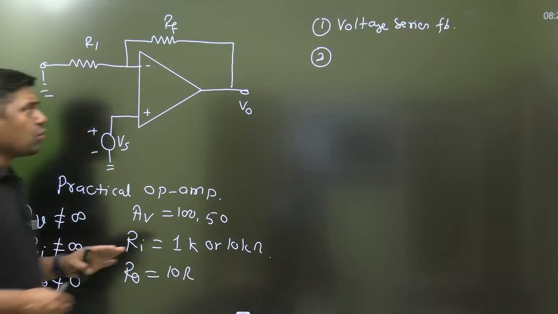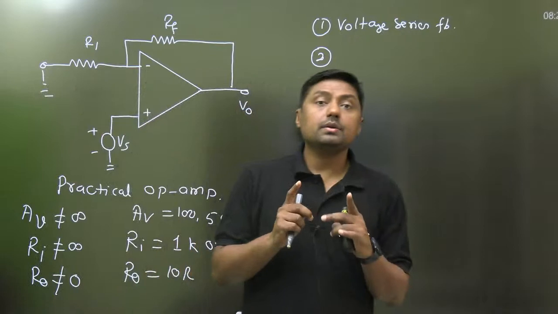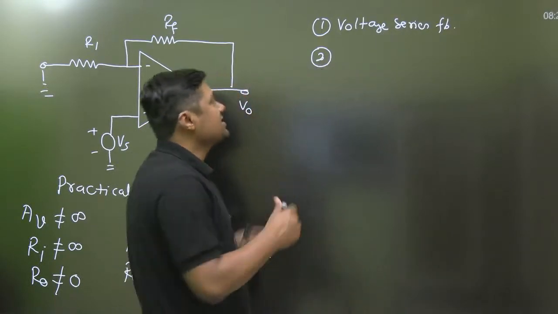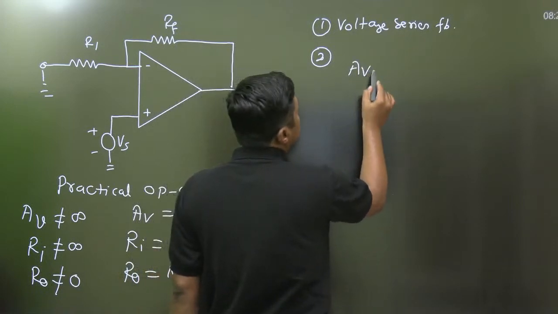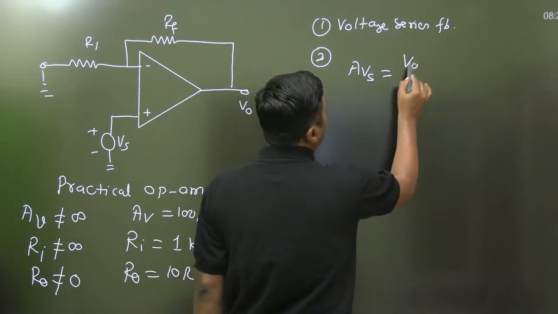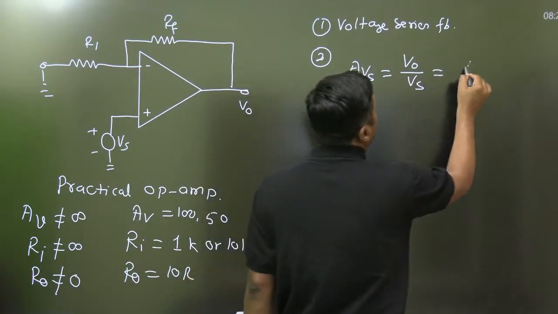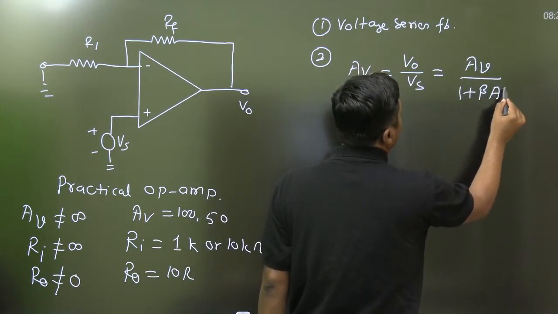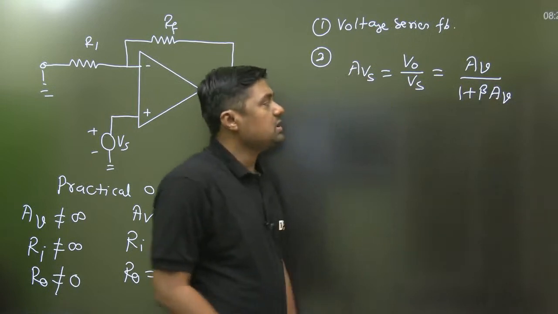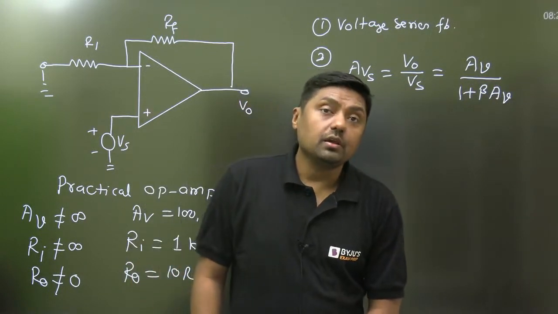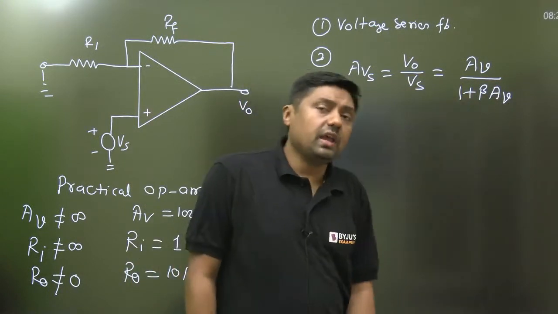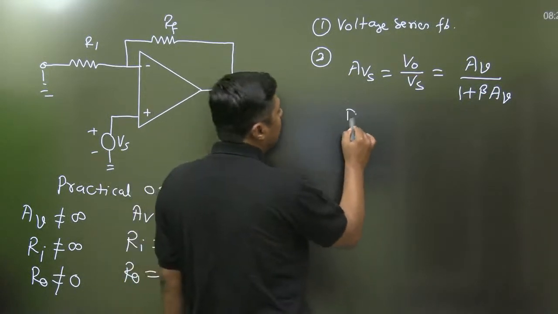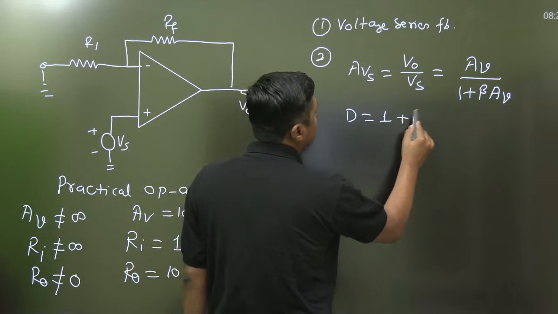If that will be the question, always remember here the feedback mechanism is voltage series feedback. Find the exact gain, that is given by V0 by Vs equals AV upon 1 plus beta AV. This 1 plus beta AV is called what? Desensitivity. 1 plus beta AV is called desensitivity.